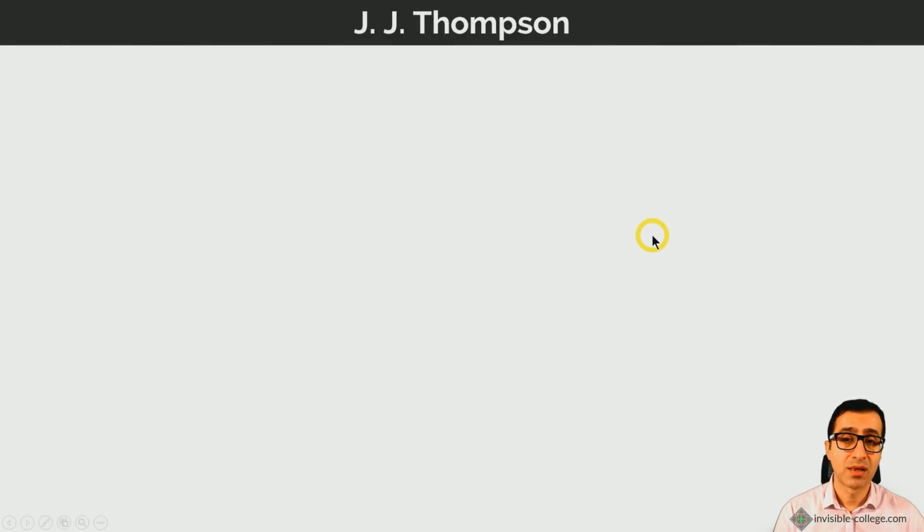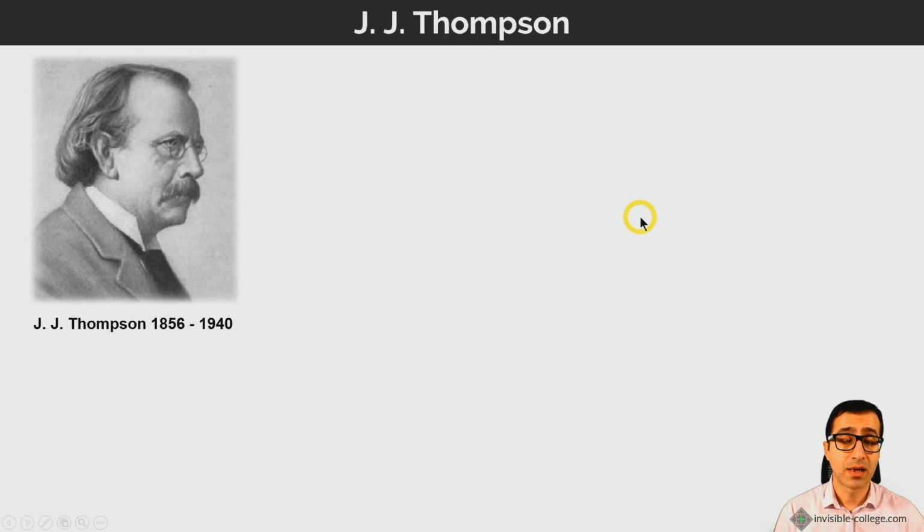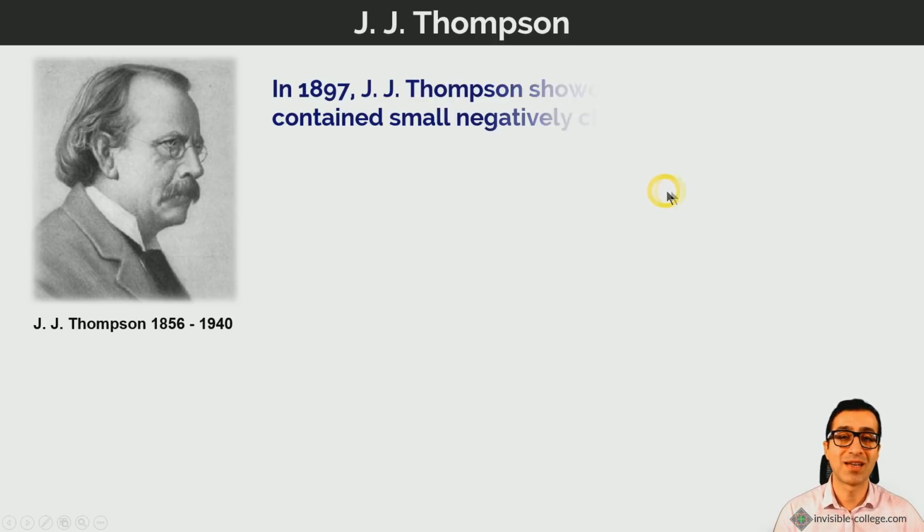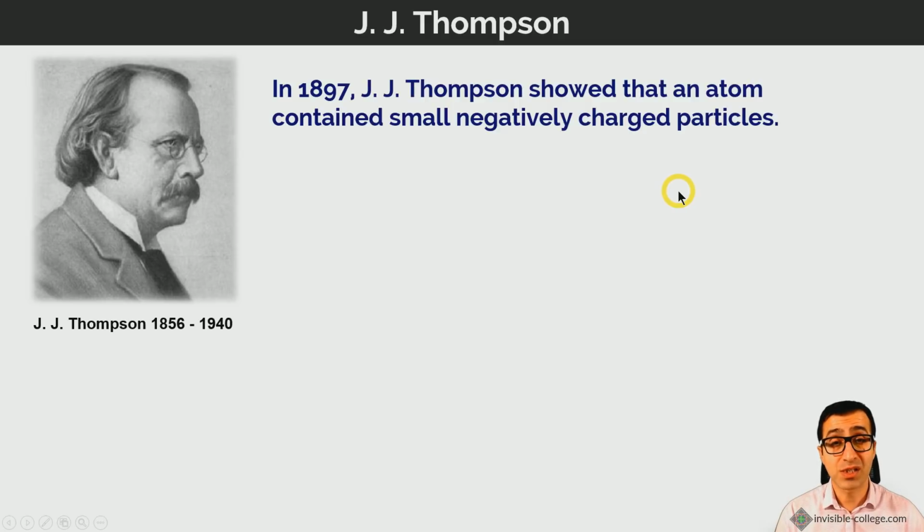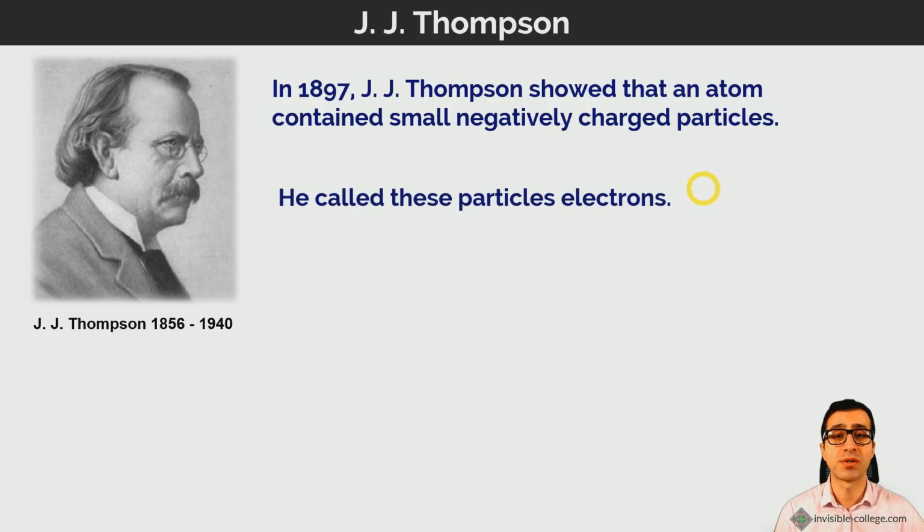So in the early to mid 20th century, Thomson showed that an atom contained small negatively charged particles, and so he showed by physical experiments that there was negative charge, that there were tiny negative charges which were contained somewhere within the atoms, and he called these particles electrons.